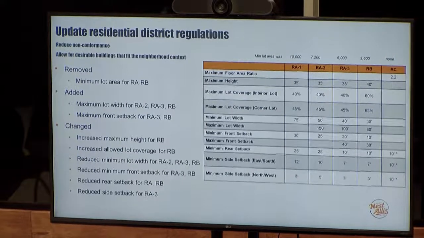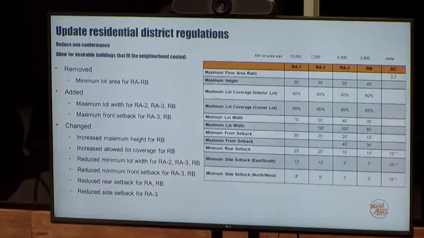I don't know if there are any questions on this, if you had a chance to really look at it. In some respects it's changing somewhat in terms of the height, the elimination of the minimum lot size, and in the case of some of the setbacks, the minimum side yard setbacks for the RA1 are actually increasing a little bit, and the RA2 are increasing slightly. RA3 and RB are more or less generally consistent.